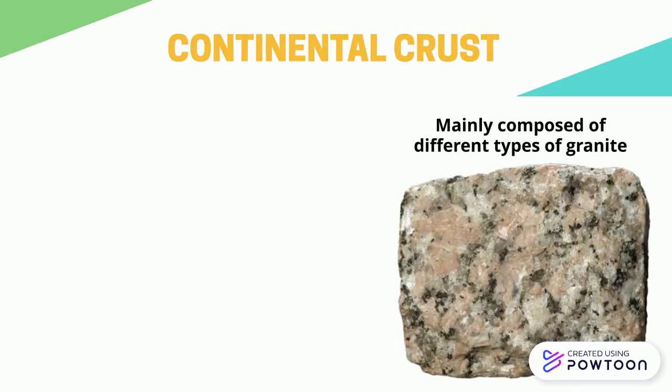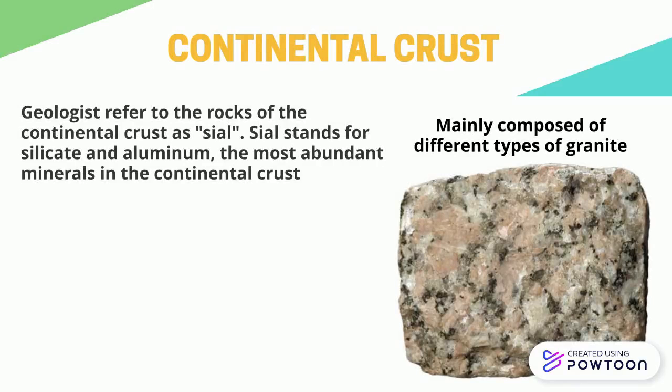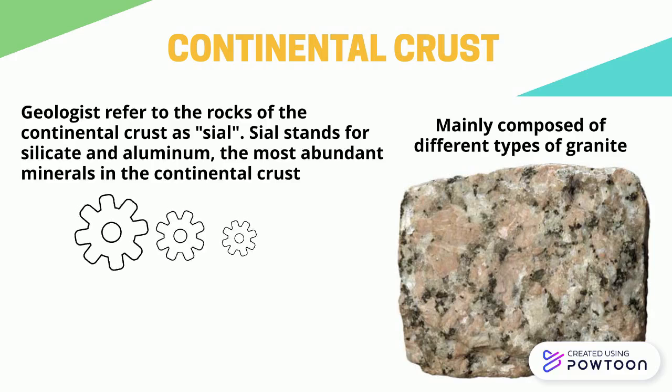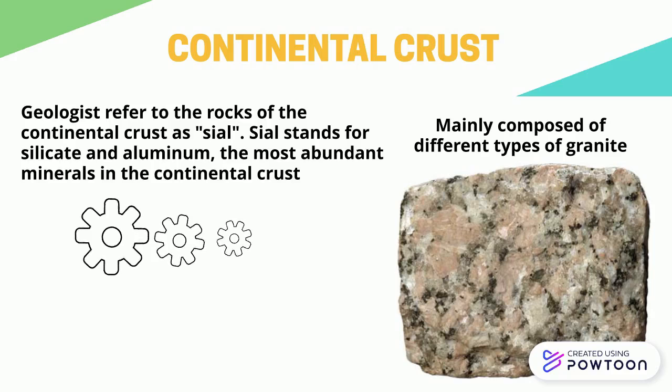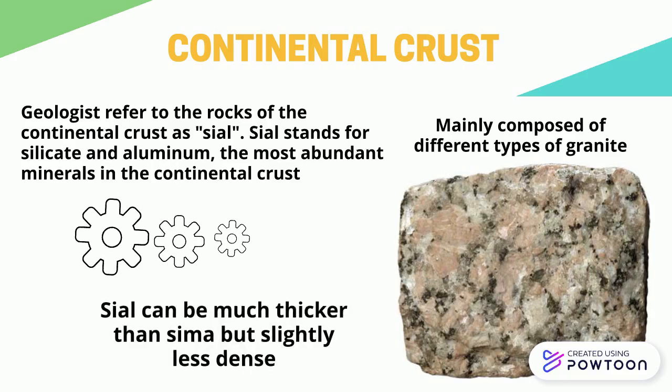Continental crust is mainly composed of different types of granite. Geologists refer to the rocks of the continental crust as CL. CL stands for silicate and aluminum, the most abundant minerals in the continental crust. CL can be much thicker than SEMA, but slightly less dense.